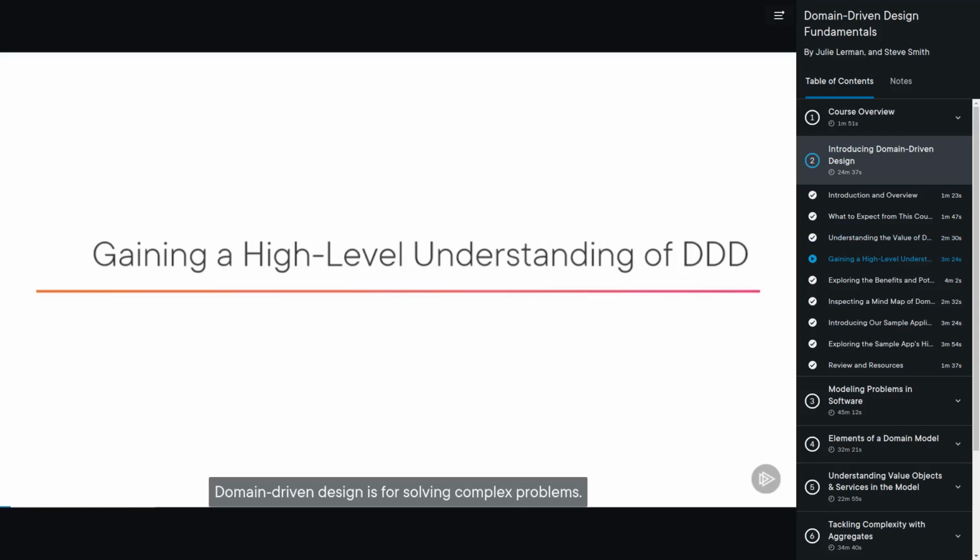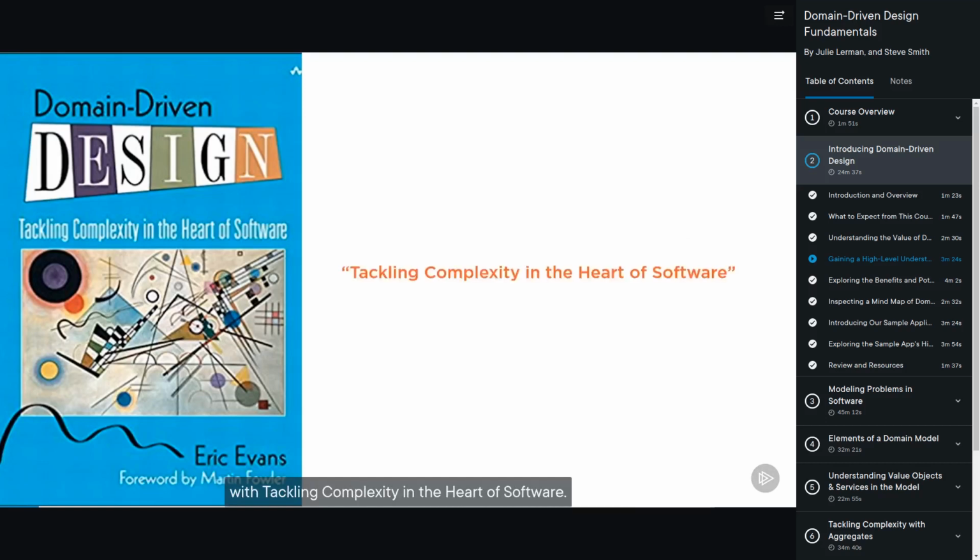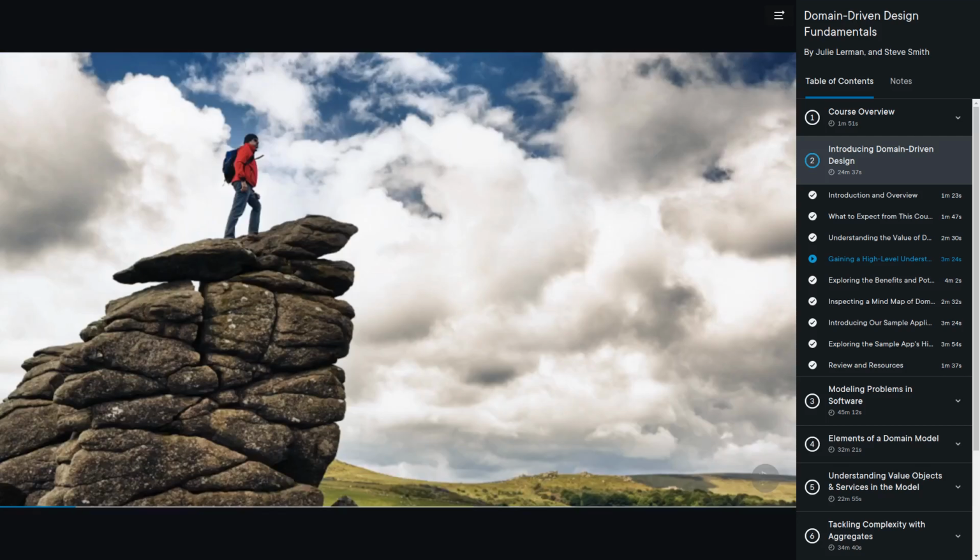Domain-driven design is for solving complex problems. Evans put a lot of thought into the subtitle of his DDD book and came up with Tackling Complexity in the Heart of Software. But DDD itself is a complex topic. To start with, we think it's helpful to look at it from a very high level. We call it the 10,000-foot view here in the U.S., but that's probably 3,048 meters to the rest of you.